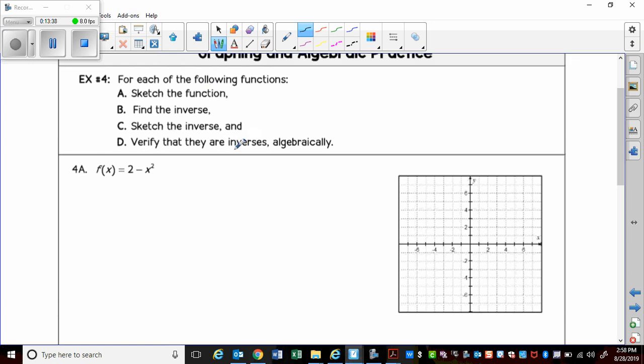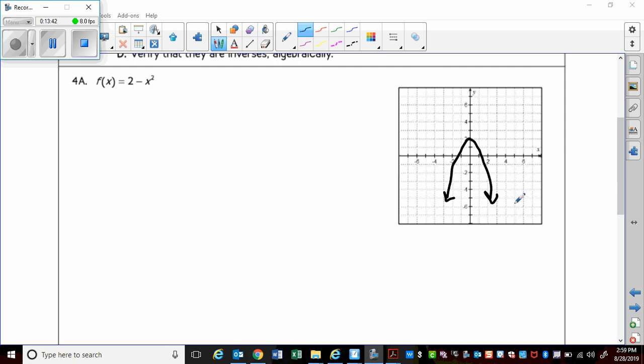So sketch this function first. I'm going to sketch it, and then we'll do the other ones. Okay, I just sketched this. Remember, it starts at 2. This is the y-intercept, and my x squared is negative, so it's going to go down, something like that.